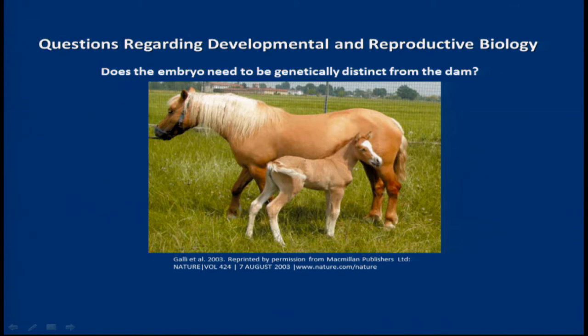But it's also been used for some basic research questions. In this case, an Italian group, Galli's lab in Italy, took oocytes from a mare, took donor cells from the same mare, and transferred these back into the mare, and she gave birth to her own clone. And then the question they were asking was, does the embryo need to be genetically distinct from the dam? Because there have been a number of theories saying that there has to be genetic differences so that the placenta will accept the invasion of this individual.